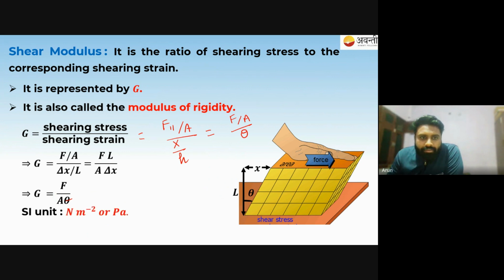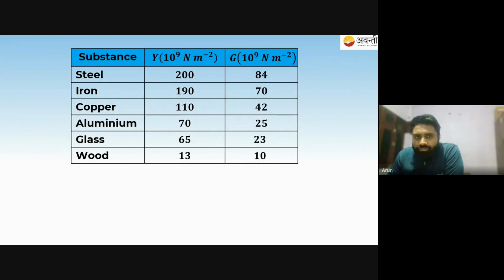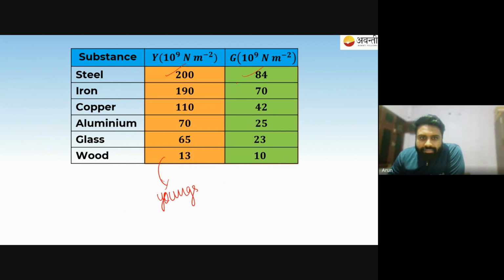Now, the SI unit is the same, Newton per meter square or Pascal, because theta is a dimensionless quantity. Some of the data are given to you. Obviously, steel has the maximum value of Young's modulus and the maximum value of shear modulus. So this data is for Young's modulus, and this is for the modulus of elasticity.